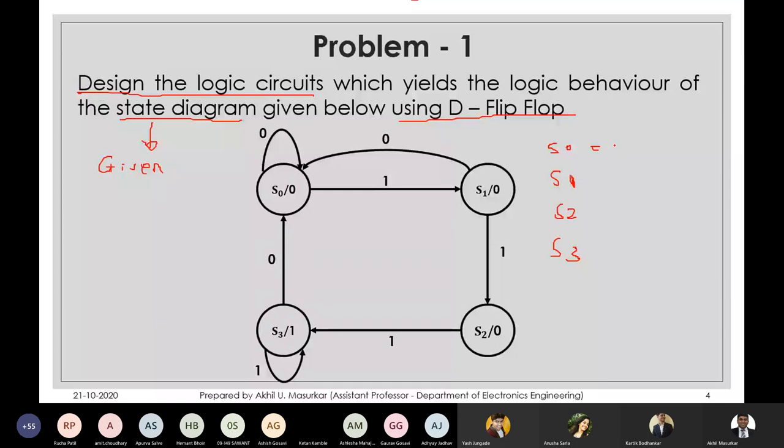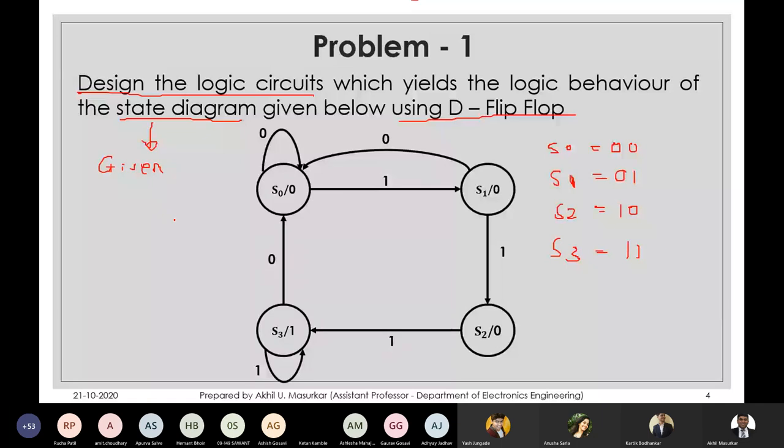What can zero, we keep zero. The 00, zero, zero, okay. What about S1? 01. Okay. S2? 10. And S3? 11. Okay.